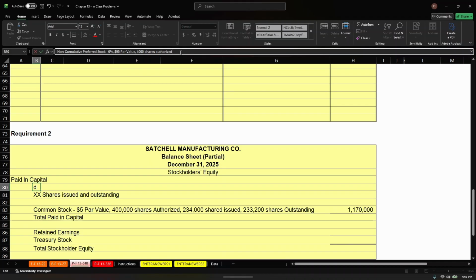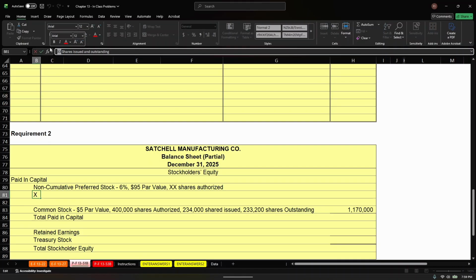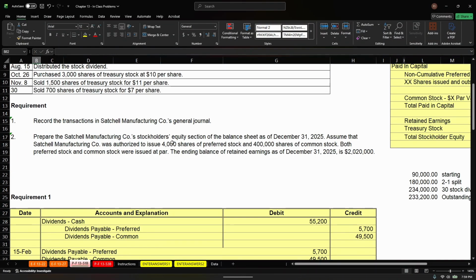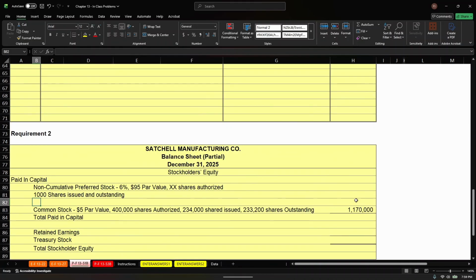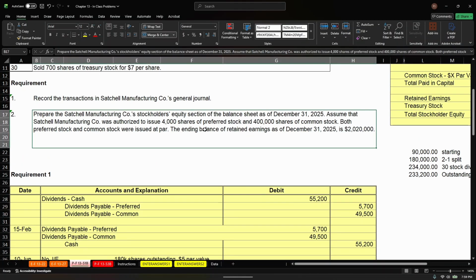and the number of outstanding is 1,000, and that didn't change. We didn't do any preferred stock dividends or anything. And again, 4,000 is from here. 400 shares authorized, and we know that 1,000 shares are outstanding from that first journal entry. Okay, and then the value of this again is just 1,000 shares, and they were issued at par value, $95. So now we can add these up to get our total paid in capital. Okay, and then it also said retained earnings balance is $2,020,000. It's just telling us the ending balance here.